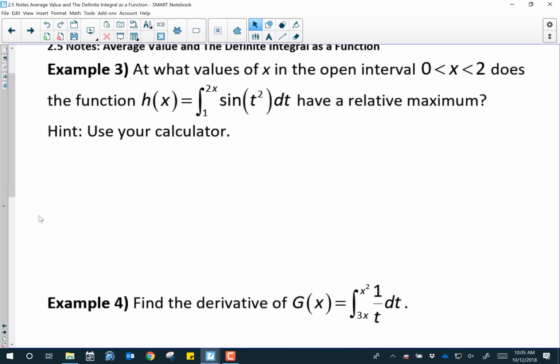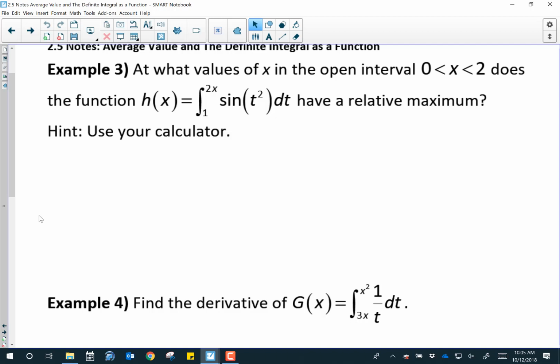Example 3. At what values of x in the open interval does that function have a relative maximum? Remember last class we learned about functions defined as integrals. This is just the equation for h of x. Don't get bogged down on it being defined as an integral when you're asked about a relative maximum. When you see that, just stop, ignore the problem, and write down what it means for h to have a relative maximum.